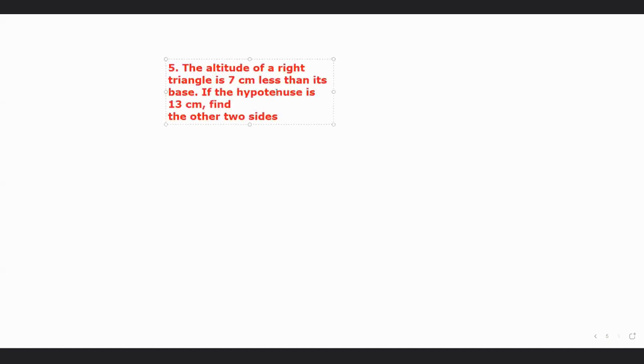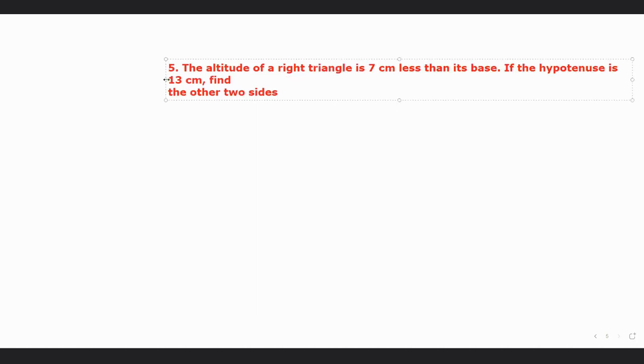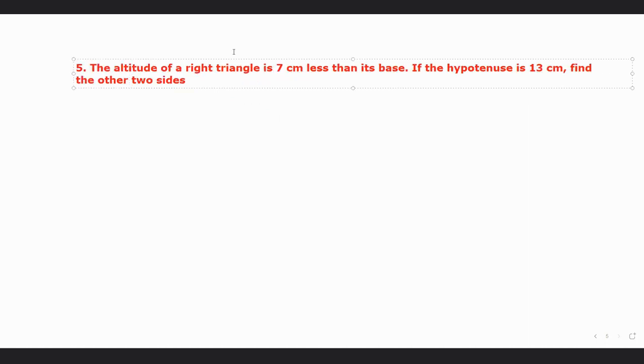So now let us discuss the next question, that is question 5. So let me write the statement of question 5. So dear student, as you can see the statement of question 5 here, that is, given the altitude of a right triangle is 7 centimeter less than its base. If the hypotenuse is 13 centimeter, then we have to find the other two sides.